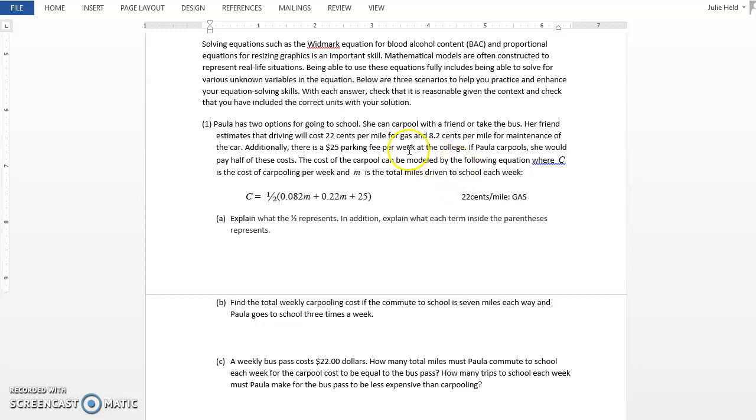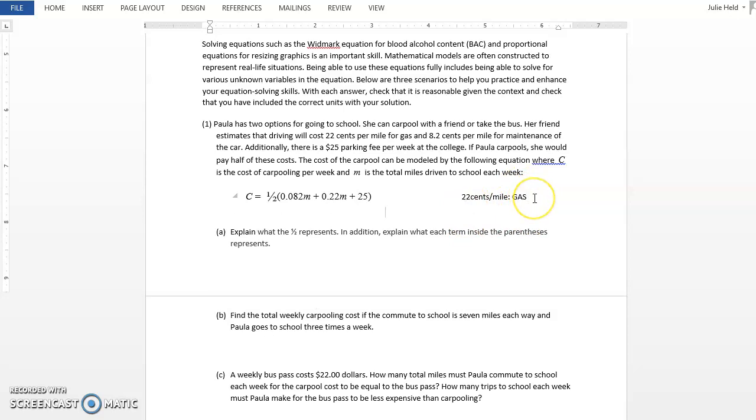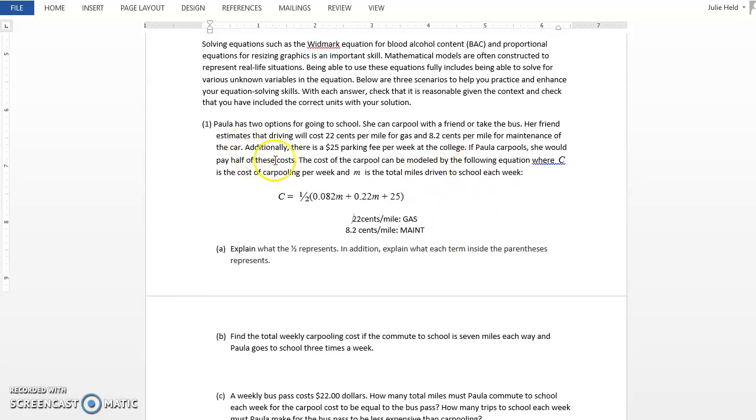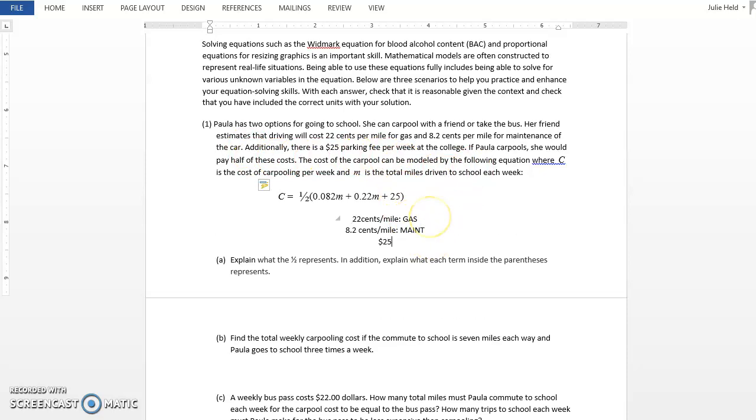And then 8.2 cents a mile. So 8.2 per mile is maintenance. And then what else do I know? Additionally, there's a $25 parking fee per week. And that's at the college, so she has to pay to park.